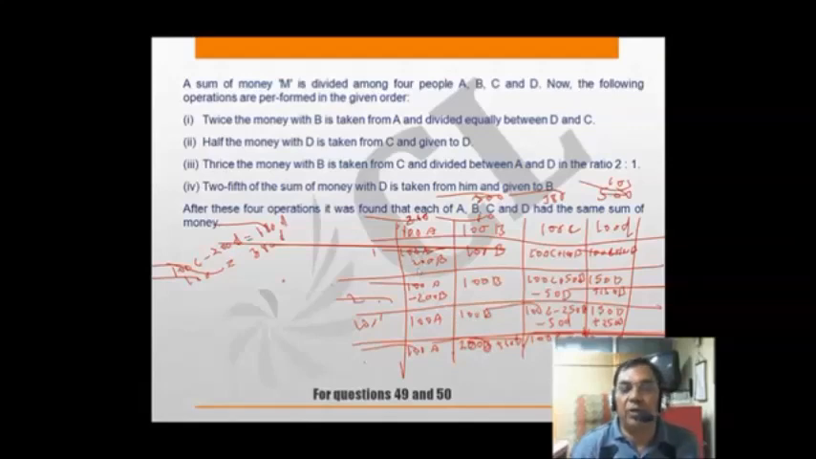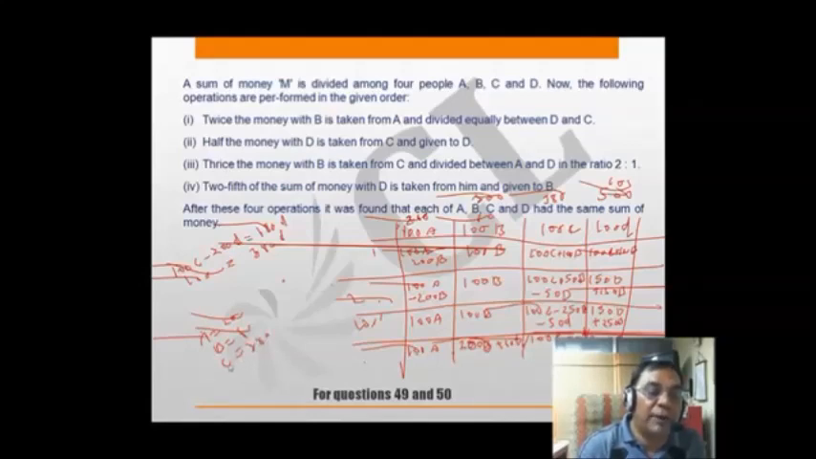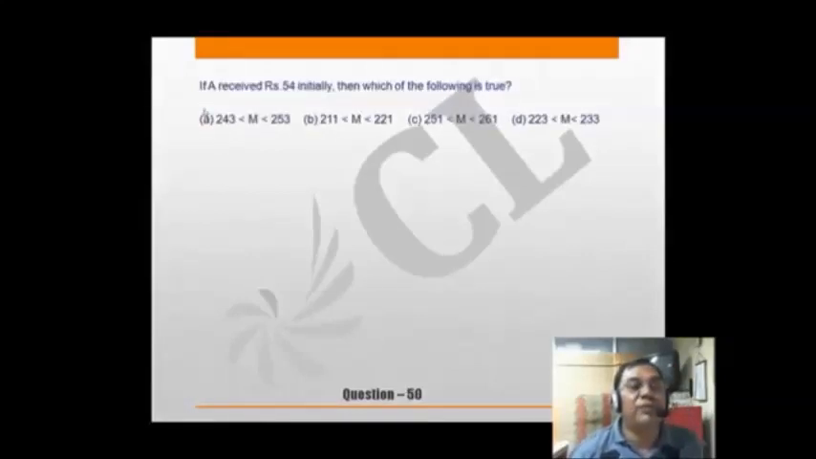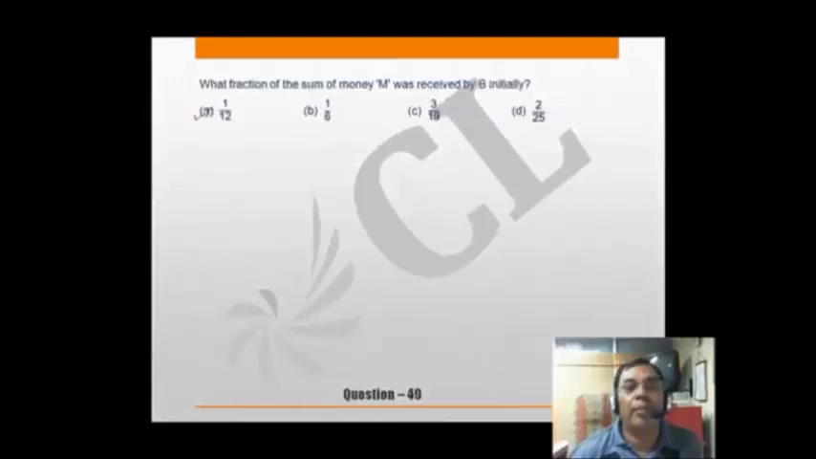So now I think I've got the picture clear. A is 200, B is 260, C is 380 to 640, and D is 100, 740. After that, B initially 60 is what of 740? 1 by 12. If A used to be 54 initially, which of the following is true? What was the M? The total.